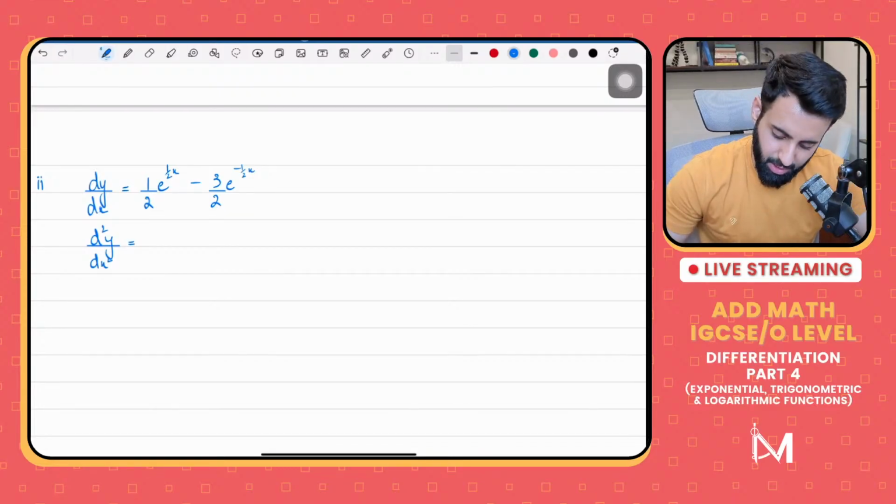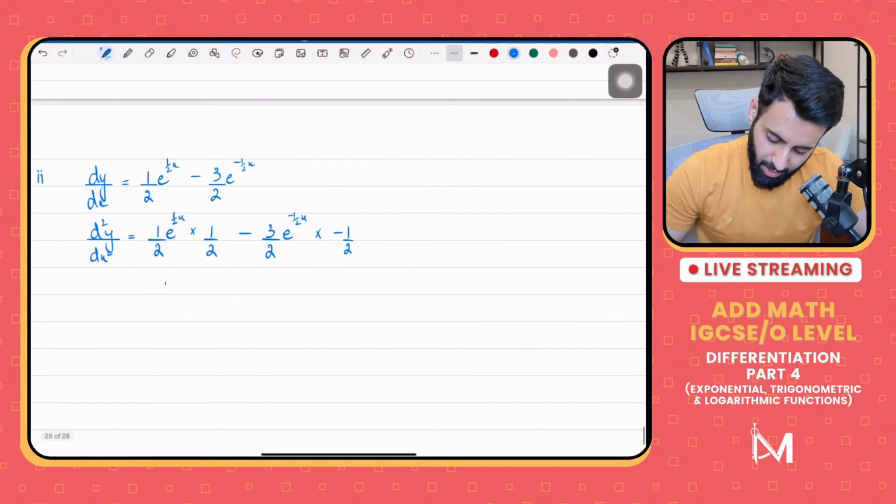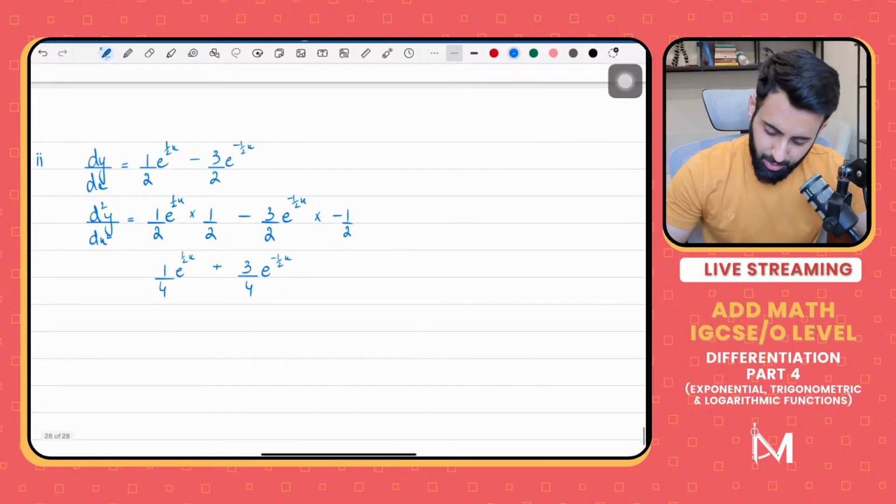Now let's differentiate it. So we have 1 upon 2 e raised to the power half x multiplied by 1 upon 2, minus 3 upon 2 e raised to the power minus half x multiplied by minus 1 upon 2. Half and half make 1 upon 4 e raised to the power half x. Minus minus overall becomes plus, so it's going to be 3 upon 4 e raised to the power minus half x. Okay, now let's be smart over here.